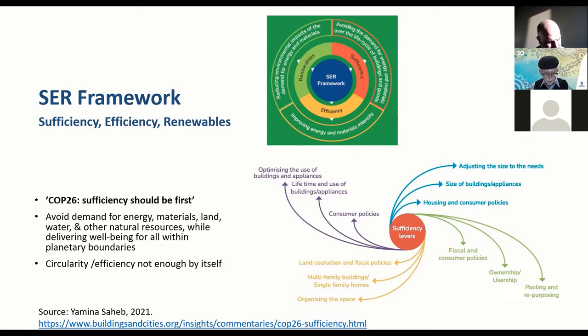So we can imagine the richer countries shrinking their consumption and emissions, so they are on the outer edge of the donut, whereas poorer countries may initially get to the inner edge. And sufficiency involves questioning demand for new buildings, reconsidering the need to build at all, and reducing the size of new buildings. So this leads to the next slide.